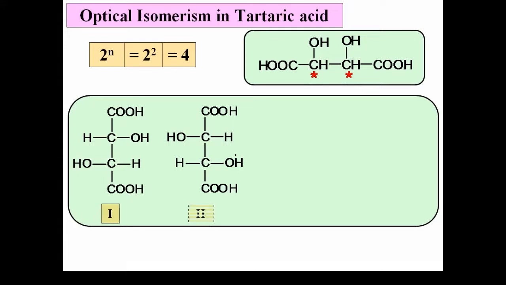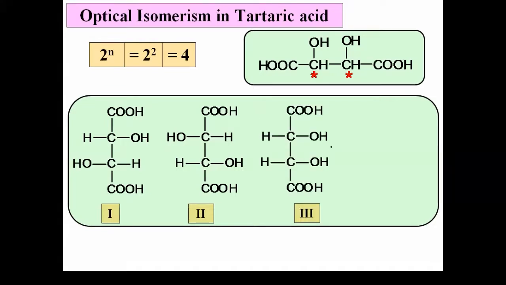Okay, this is the second isomer. We have shown the different arrangement of atoms or groups around the chiral carbon. Okay, this is the third one. Here we have shown both the OH groups at the same side.